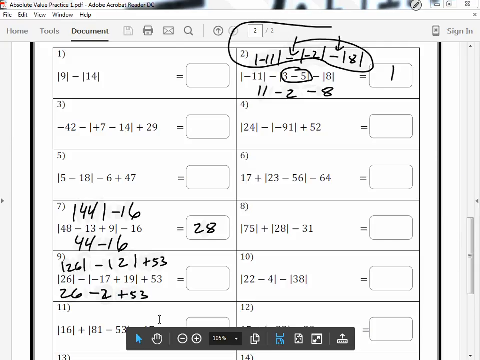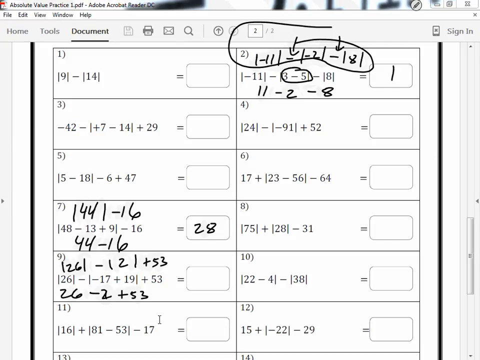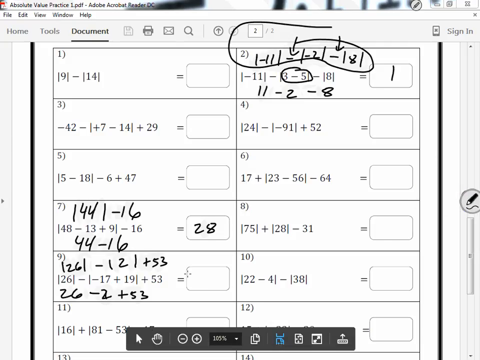Once again, I have the minus 2 because the minus is outside of the absolute value. I know 26 minus 2 is 24. How much is 24 plus 53? 77. Thank you.